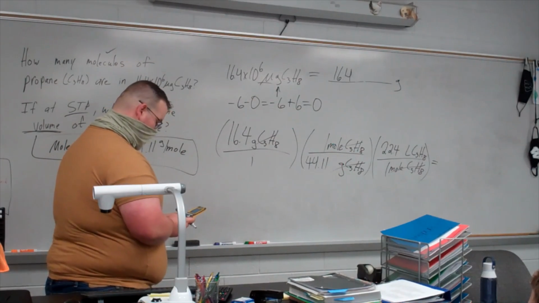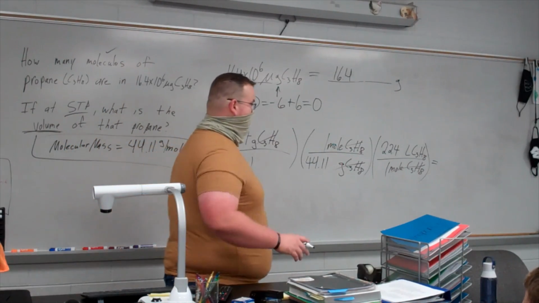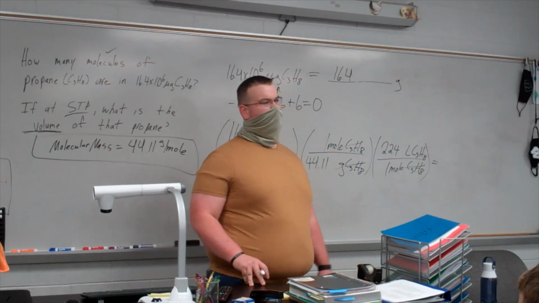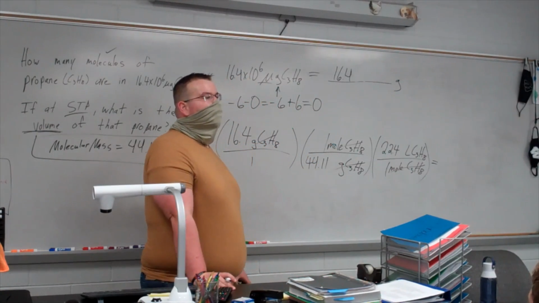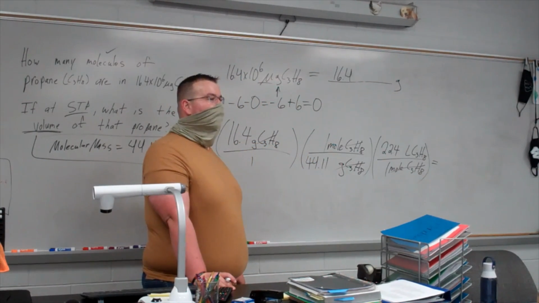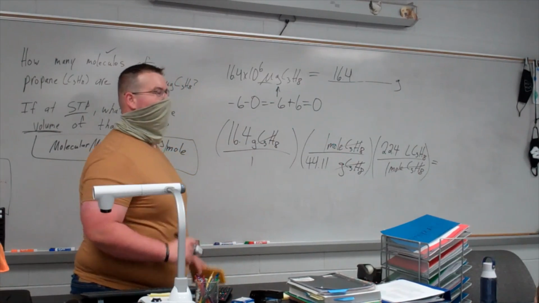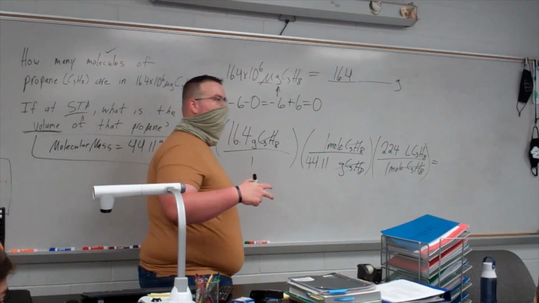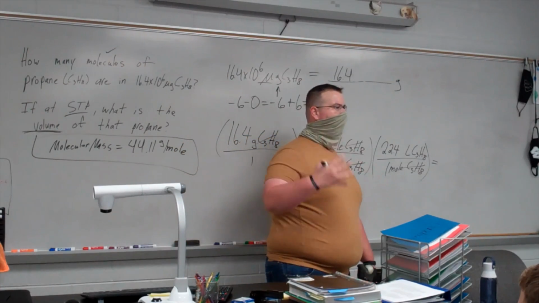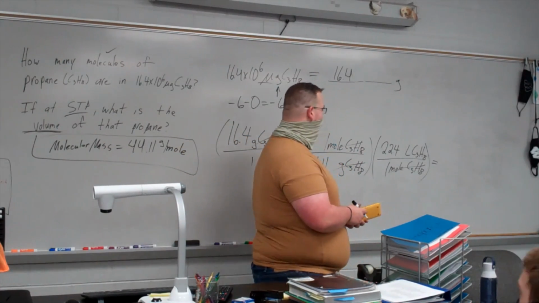Where did the 22.4 come from? That is the conversion factor number. Okay, but I thought you said that was like 6.022 or something like that. That is Avogadro's number. That's if you're going from moles to molecules, compounds, atoms, particles, formula units, such.